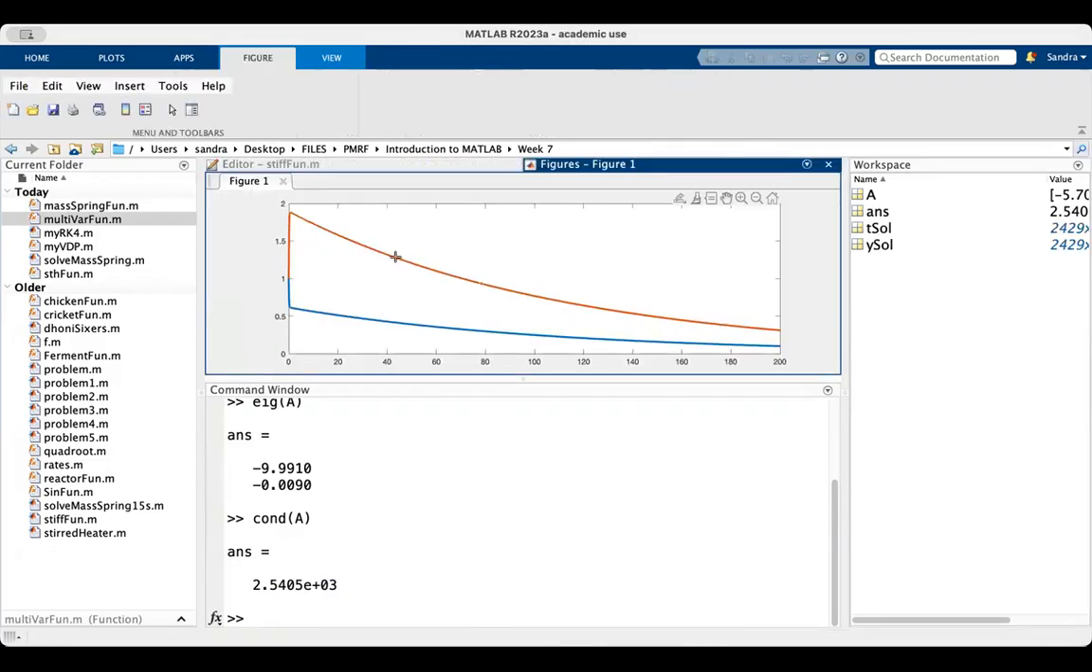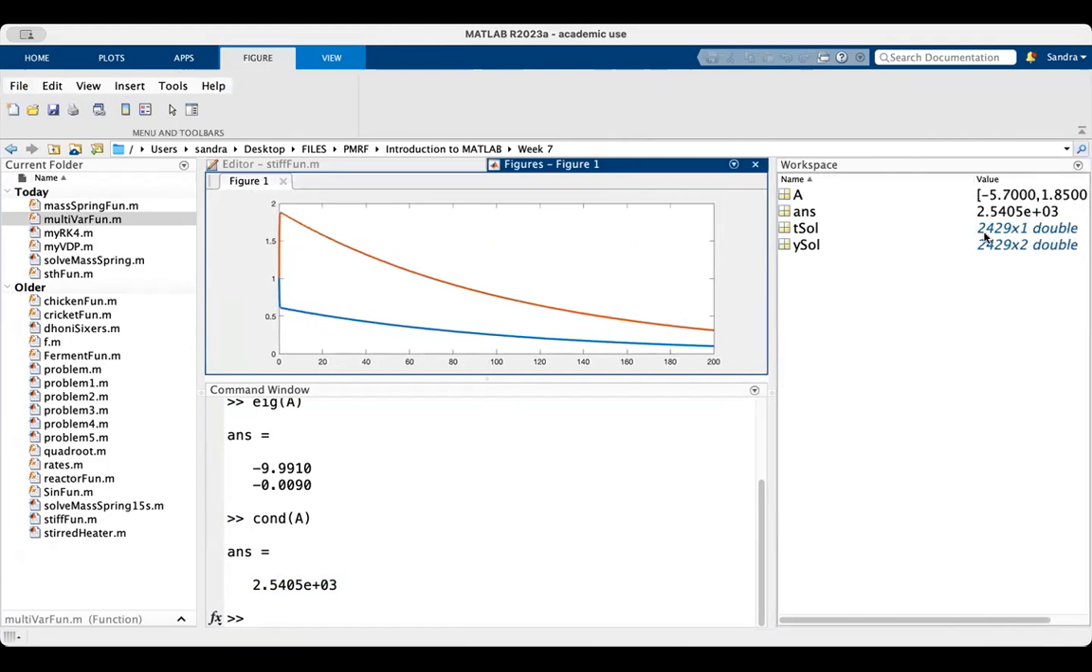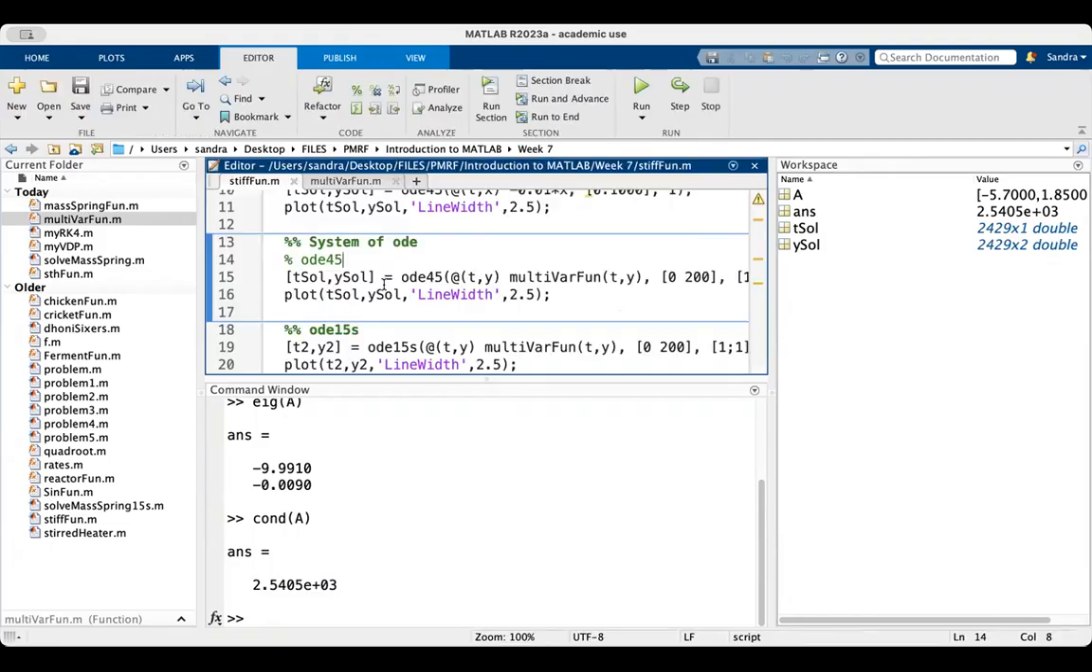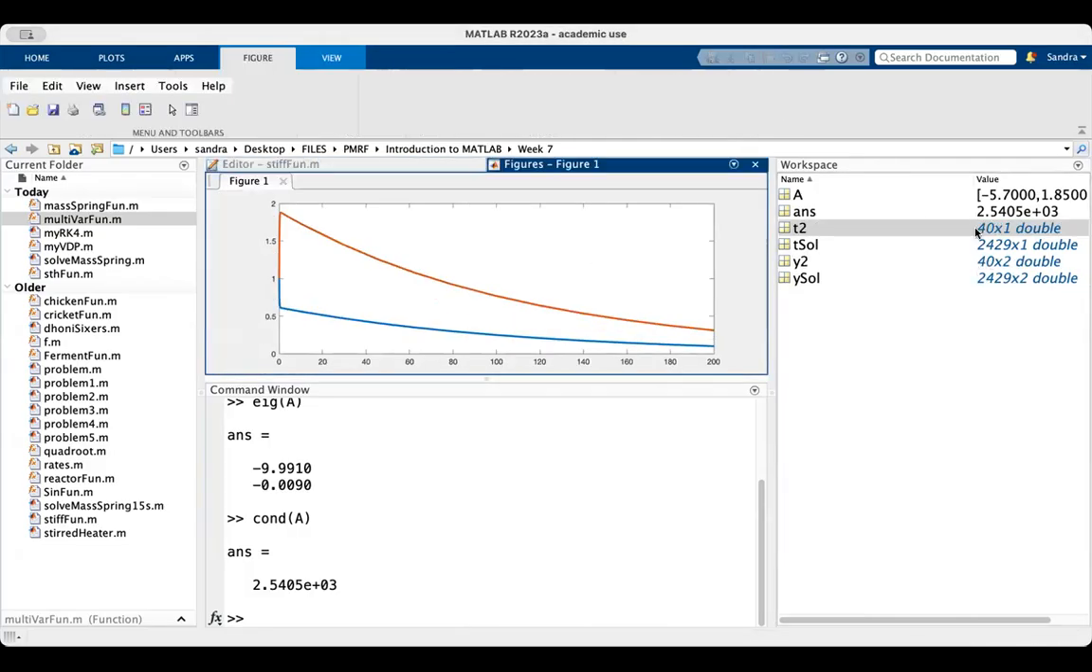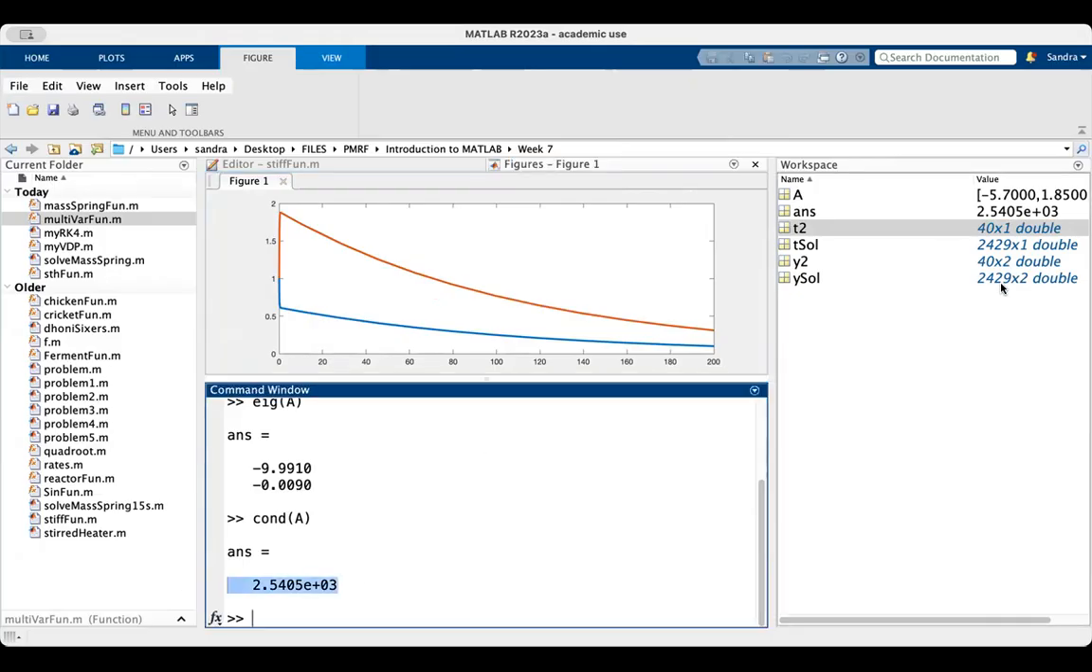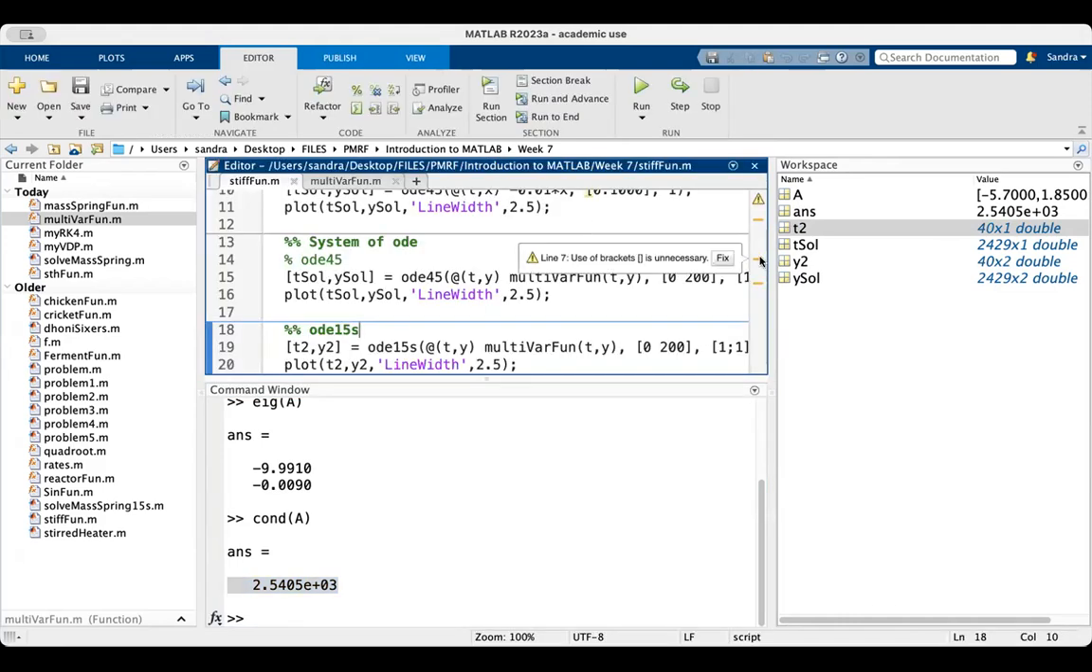So you can see this is the solution that I get. Now let me see how many points I've taken. I've taken 2429 points. Let me solve the same thing using ODE 15S. I get the same solution, but in about 40 steps. So this is much faster. ODE 15S is much faster because this system is a stiff system. Here 2429 is not a big number, but practically, when you do such problems, if you find that ODE 45 is taking time, you have to stop it and switch to the other ODEs. I hope it is clear.